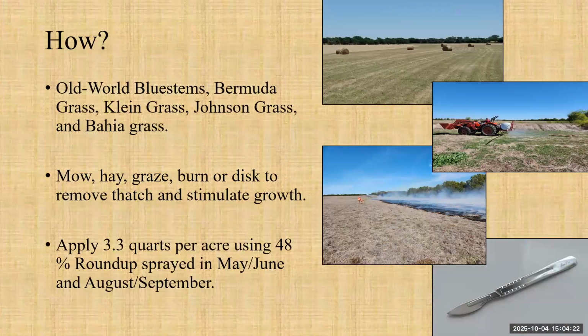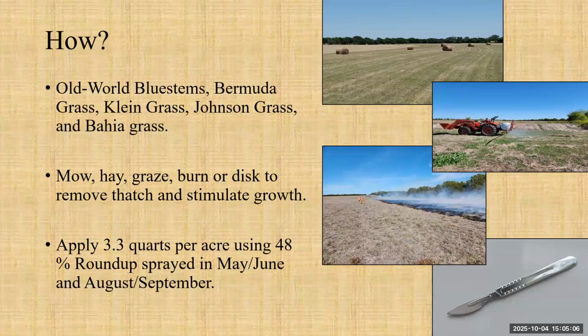So old world bluestems, Bermuda grass, Klein grass, Johnson grass, Bahia grass are very common improved grasses that are planted for grazing or for hay. Generally, when those species grow, they have a large thatch bed. So when we're starting our project, we want to get that thatch bed to zero, which would mean mow, hay, graze, burn, disc, or a combination to reduce that thatch and get that growth down to zero, but then also get that plant growing again.